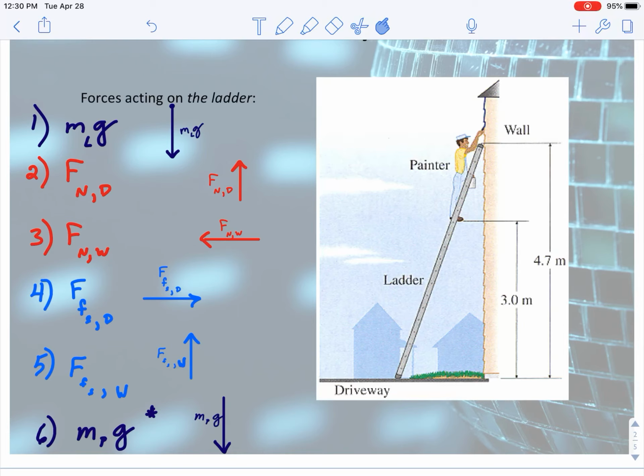Since the normal force acting on the painter is equal to mp times g, then we can also assume that if the normal force is pushing the painter up, the painter is pushing down with that same amount of force. Therefore, the force pointing down on the ladder because of the painter is equal to the weight of the painter, which is where I get the mp multiplied by g.